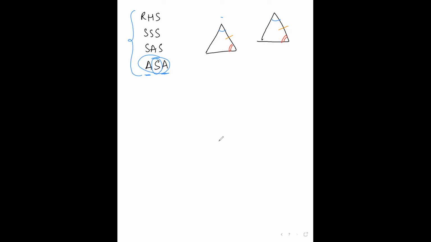Hiba, what if you have a triangle in which these two angles are equal to each other, and these two angles are equal to each other, but the side that is given is over here, this one? These two sides are equal. Can you apply the ASA congruence rule? No, because the side is not between these two angles.